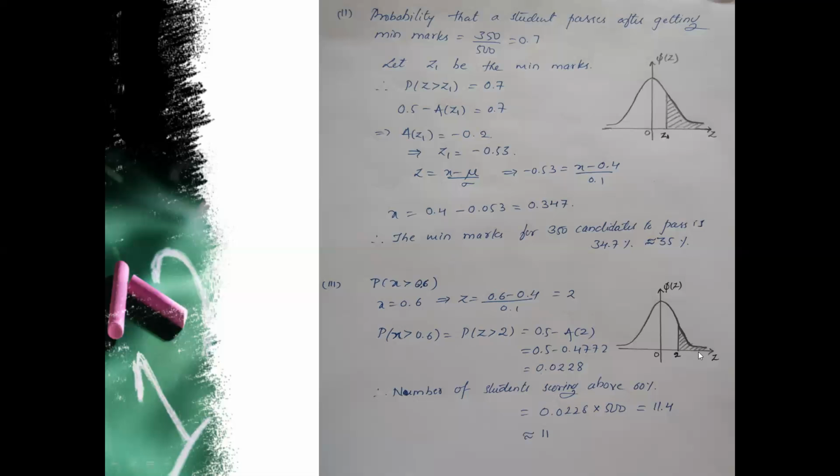Again, if you take this value as 2, we want the probability that z is greater than 2. So it is the total area towards the right side, 0.5, minus A of 2. A of 2 is already given to us, so substitute it and simplify. The probability that z is greater than 2 is 0.0228. Now we want the number of students who score above 60%, so we multiply this probability by 500. We get 11.4, which is nearly equal to 11. That means 11 students will score above 60%.